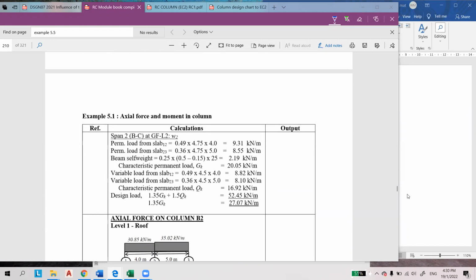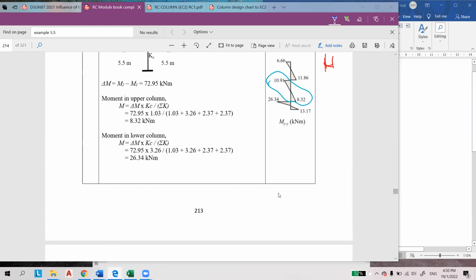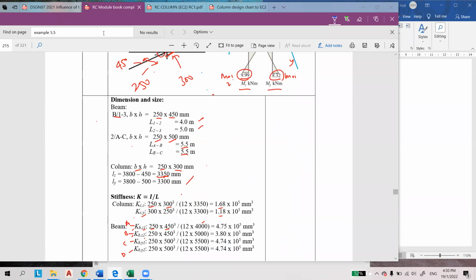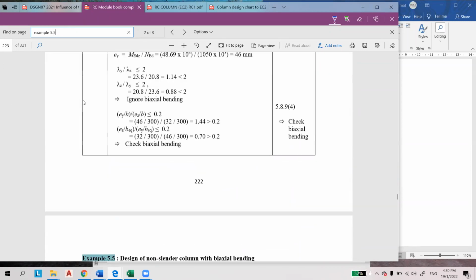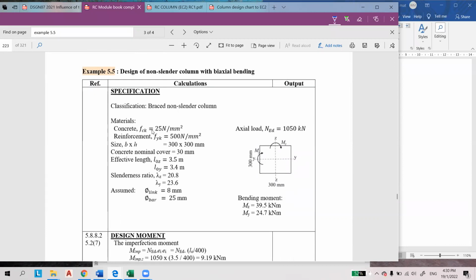Let's take a look at the example. These are the specifications: concrete grade 25 and reinforcement 500. The size of B times H is 300 times 300, so it is easy; you don't have to determine which is B and which is H. The nominal cover is given as 30 mm.